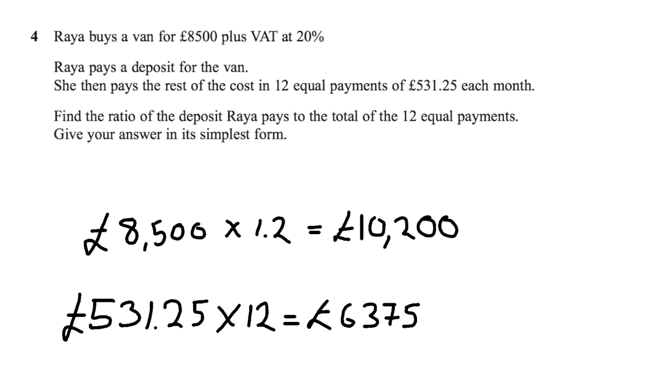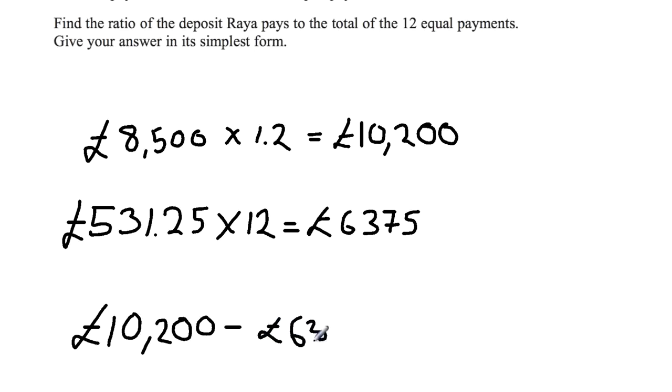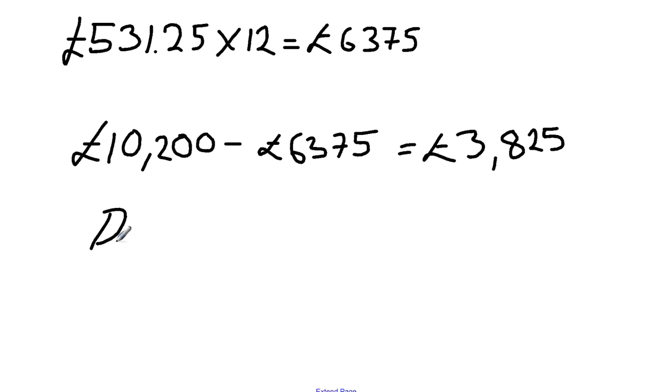To work out her deposit, we're going to minus 6,375 pounds from 10,200. So that is 10,200 minus 6,375, which equals 3,825 pounds. So her deposit is 3,825 pounds.